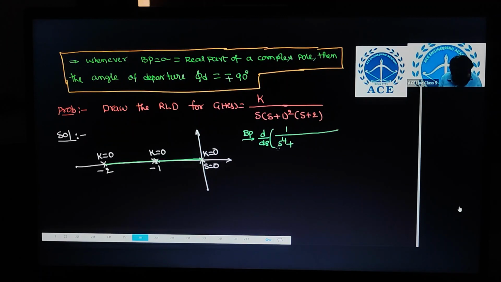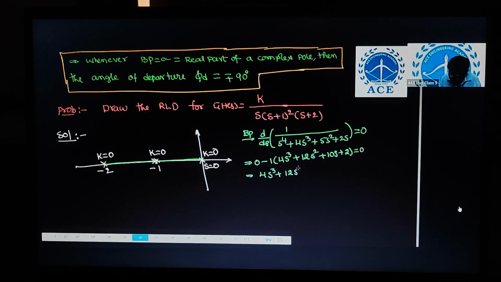For example, listen here, S power 4 expansion, how much are you getting? S power 4 plus 4s cube plus 5s square plus 2s. Is it correct, all of you? Expansion correct? One breakpoint by looking itself you can tell, that is minus 1. Now du by dv, from breakpoint to tell 0, minus 1 into 4s cube plus 12s square plus 10s plus 2 equals 0. So that means 4s cube plus 12s square plus 10s plus 2 equals 0.